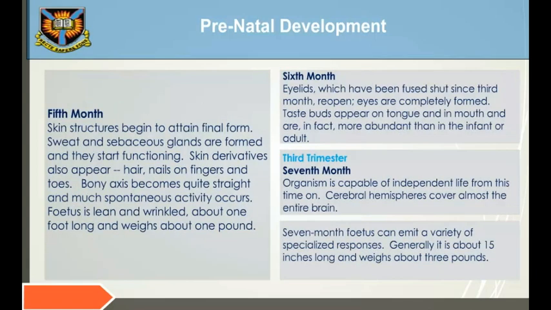5th month. Skin structures begin to attain finer form. Sweat and sebaceous glands are formed and they start functioning. Skin derivatives also appear here, nails on fingers and toes. Bony axis becomes quite straight and much spontaneous activity occurs. Fetus is lean and wrinkled, about 1 foot long and weighs about 1 pound.